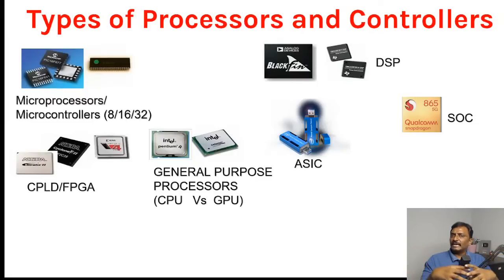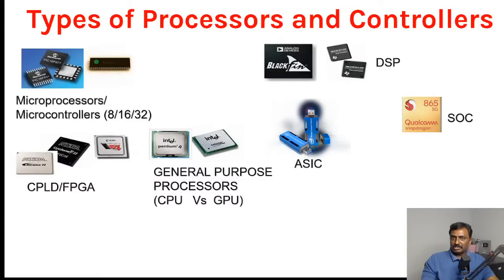So we have different types of processors and controllers. Only if you know the difference can you choose where to use the microprocessor, where to use the microcontroller, where to use a DSP, and where to use CPLDs and FPGAs. So we are going to cover the difference between microprocessors and microcontrollers, microcontrollers and DSPs, and DSPs and FPGAs.